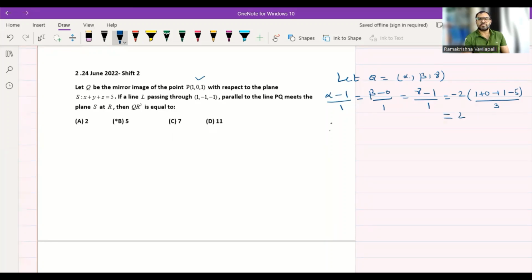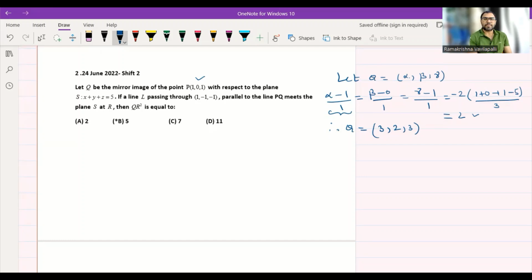So therefore, the point Q equal to, equating first and last, you will get alpha value 3 and beta value is 2 and gamma is also 3. So we got the point Q, that is 3, 2, 3. Now continue the next line.